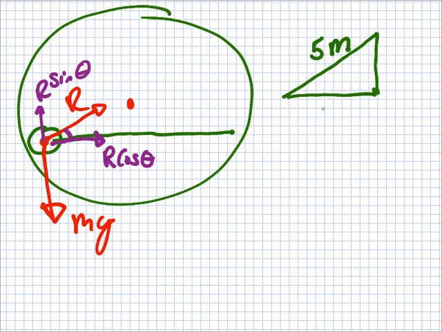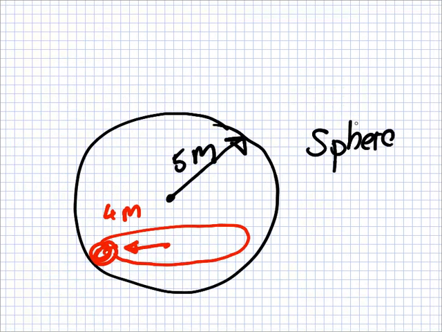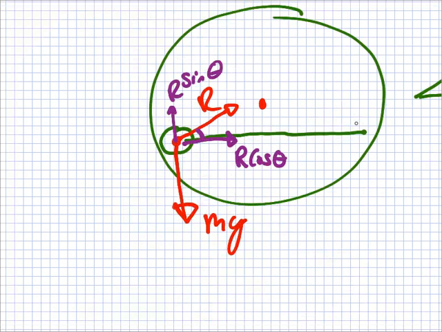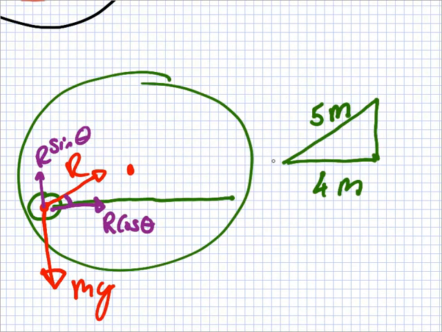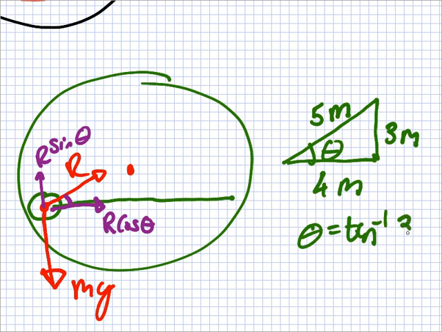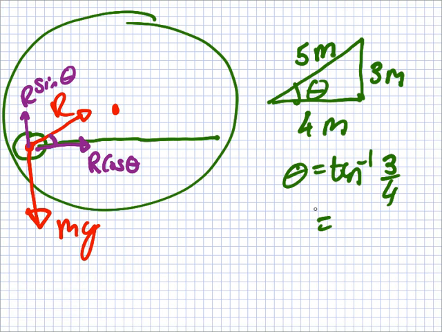What's this side? That would be 4 meters, because if you go back to the last picture, yeah, 4 meters. So then what is this height here? Yeah. So this angle here, theta, is tan inverse 3 over 4. When you're ready, if somebody could tell me that, that'd be great.